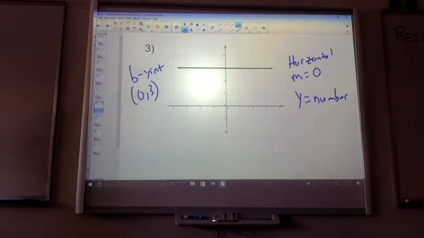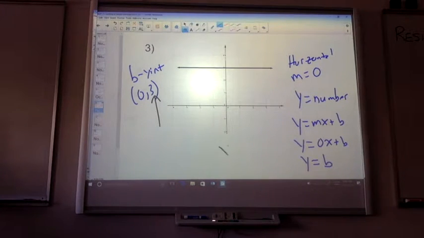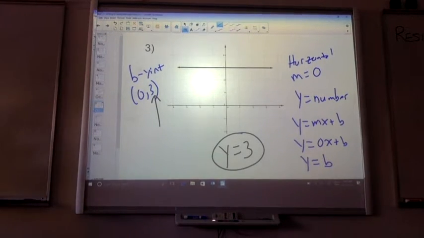So if my y-intercept is 3, my slope is 0, watch what happens in this equation. If we knew our slope was 0, what is 0 times x? 0. So my equation is going to be y equals b. What is my b value? 3. That's my b value right there, right? So y equals what? 3. Okay? The slope of that is 0.